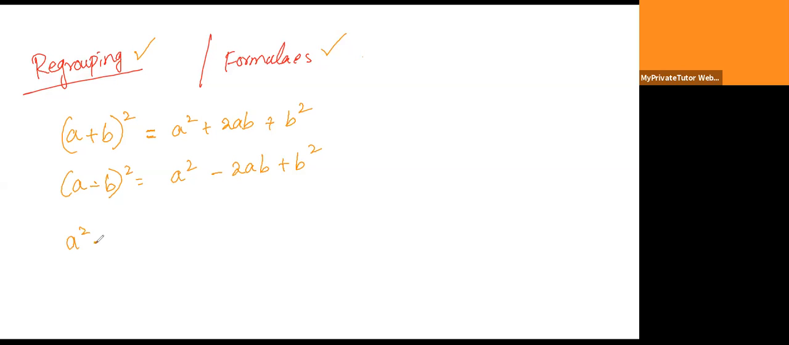Then one more, a square minus b square. Please remember this. a square minus b square is nothing but (a plus b) and (a minus b). Okay, I will write it the other way around: (a plus b)(a minus b) is nothing but a square minus b square. Please let me know, guys, if you have any questions on these rules. I think if you're in class 10, you could have learned all these things.